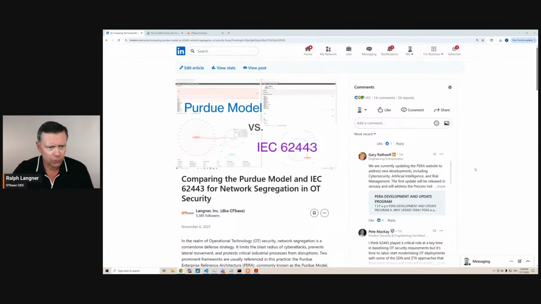And one of the people who commented is Gary Rathwell, who apparently works with PERA, and he tells us that they're in the process of improving the model for cybersecurity guidance. So, well, let's follow that effort if you want to. But then on the other hand, I would ask why? Because we already have a pretty decent baseline model with 62443, which is what I'll get into in a couple of minutes. Why would you want to do that?